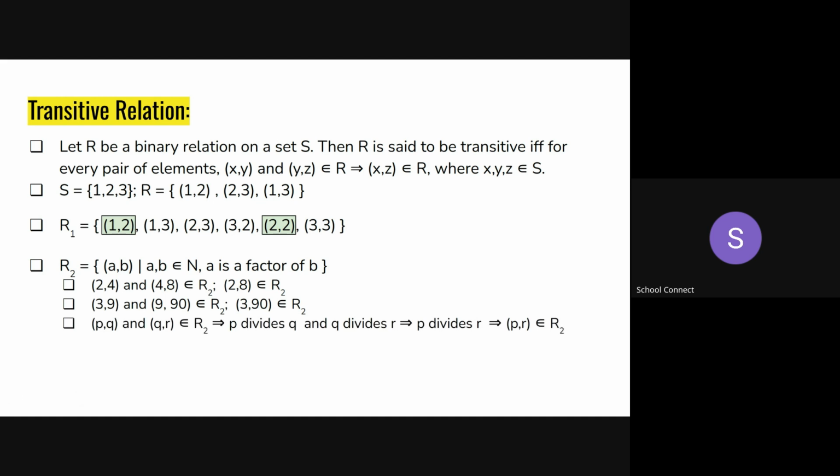So this is how the proof goes. If you have any p comma q and q comma r in R2, this implies that p divides q, and q divides r, which will totally imply p divides r. So if p divides r, p is a factor of r, therefore p comma r will also be in R2. So for every pair p comma q, q comma r, you will have p comma r.